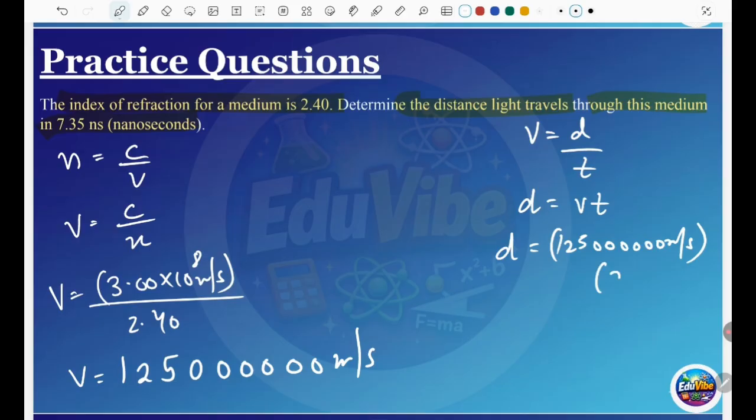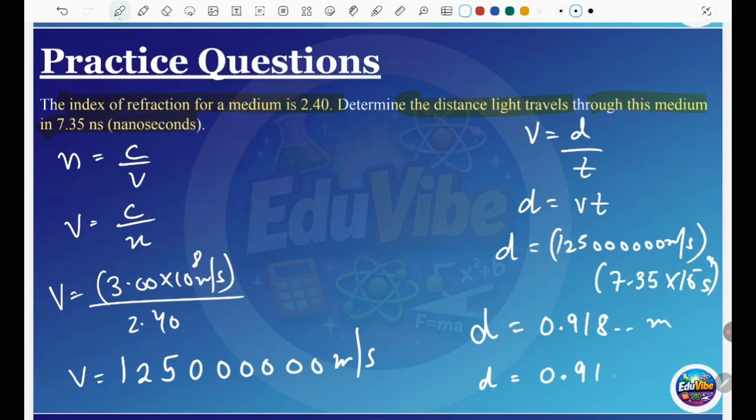And your time is 7.35 nano, meaning 10 raised to power minus 9 seconds. You solve this thing, you get 0.918 meters something. And when you solve this, you get 0.91.